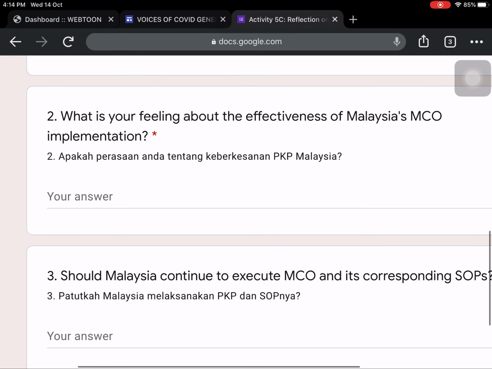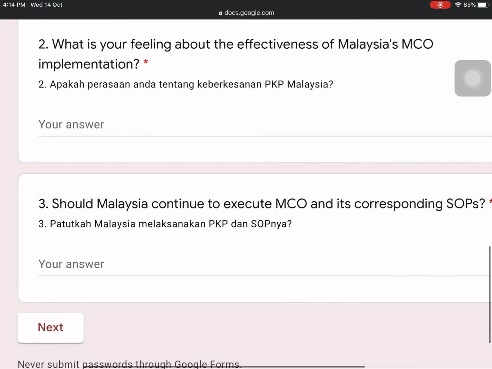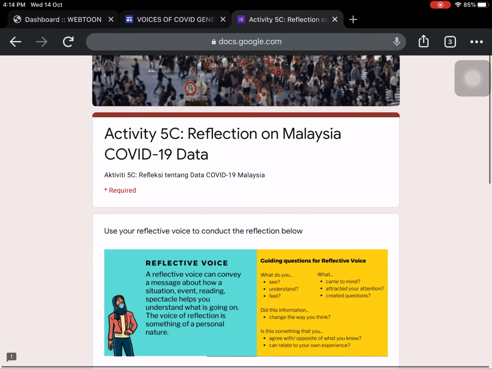What is your feeling about the effectiveness? I feel very proud Malaysia is doing a good job, or I feel disappointed that we should implement MCO again, but they're not doing so. Write down everything. Be honest. Don't be shy to write down your opinions. Okay. Should Malaysia continue to execute MCO? And then you click next and answer the following questions.